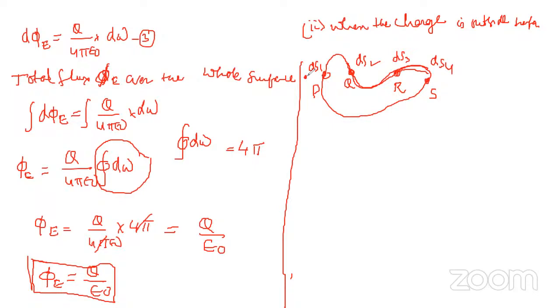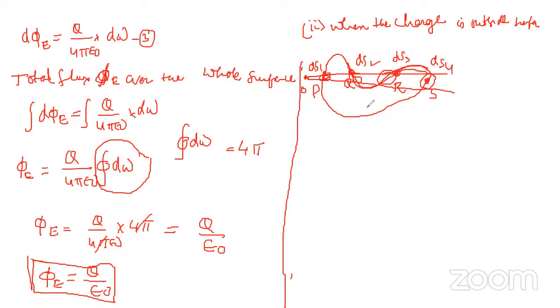We will take a point O where the charge is put. Now if you draw here, okay, this is the surface. Consider this is the surface at this point, at this point, and at this point, we have the surface.